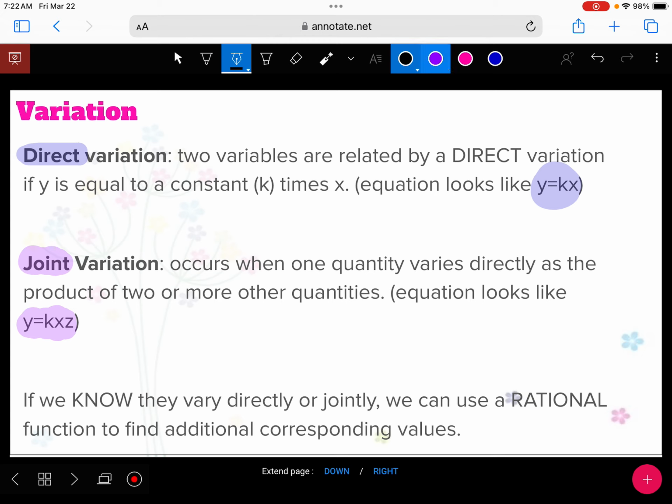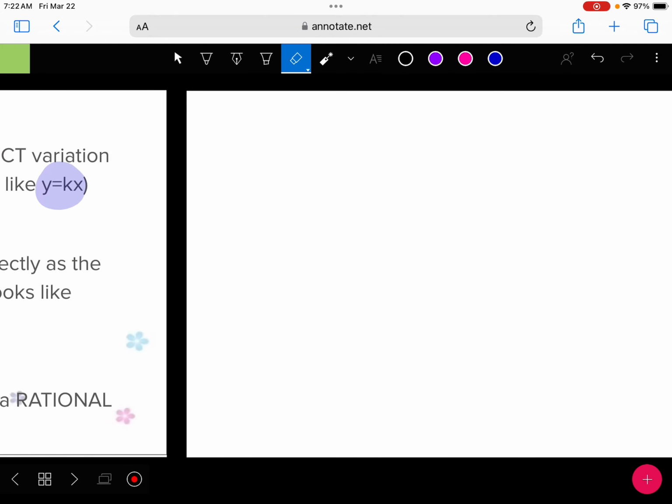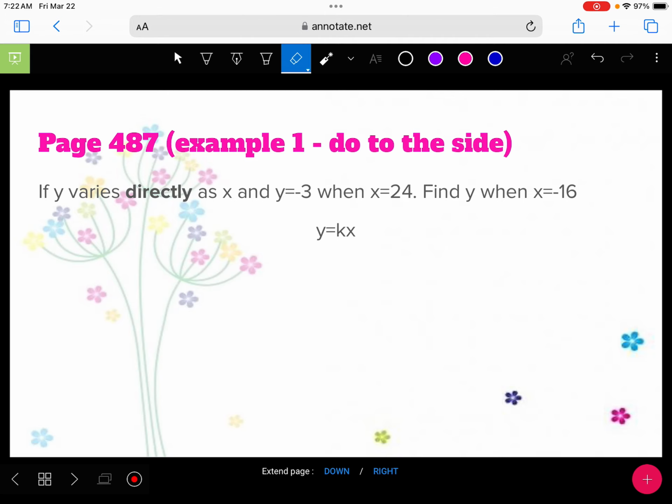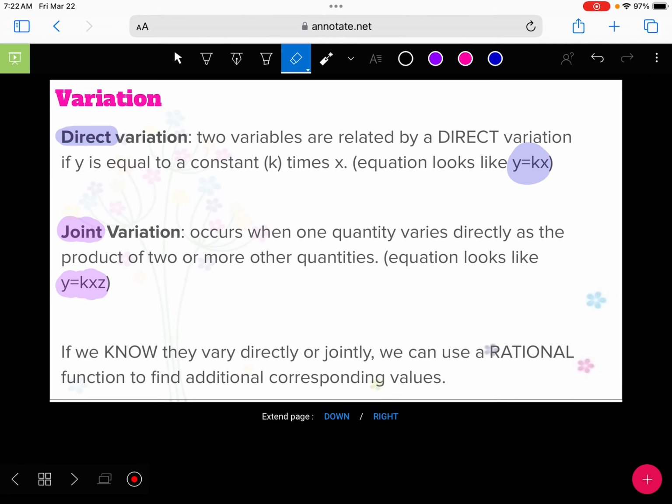When one thing varies directly, so that means y varies directly. So it's going to be y equals x times some number, or k, or some number times x. So the way we're going to be given problems on these is it's going to be like a sentence. It'll say something like, when y varies directly as x, find x when y is 12, or whatever.